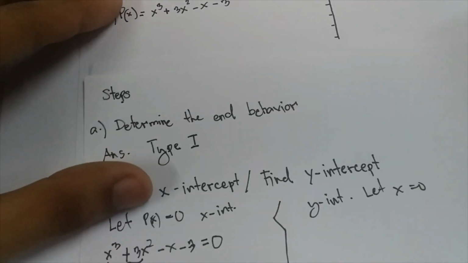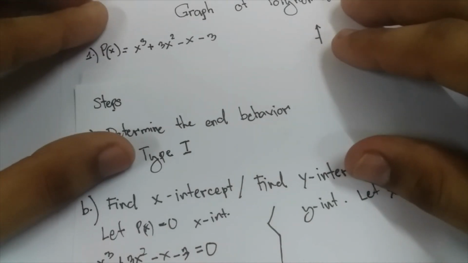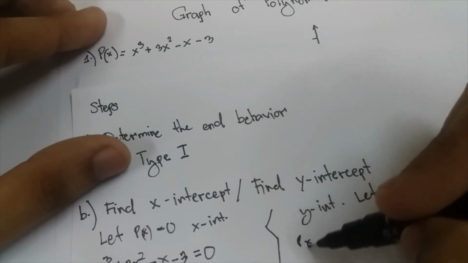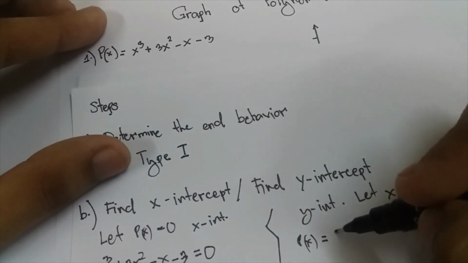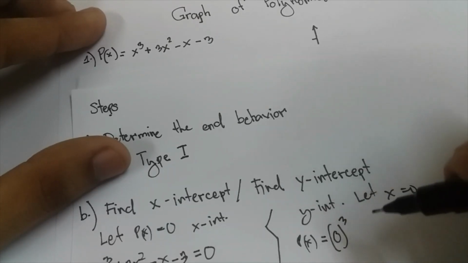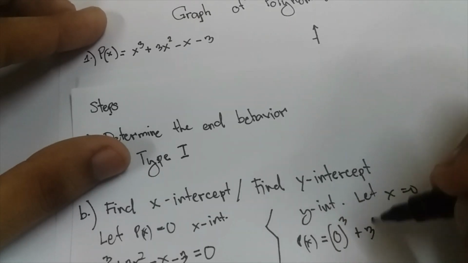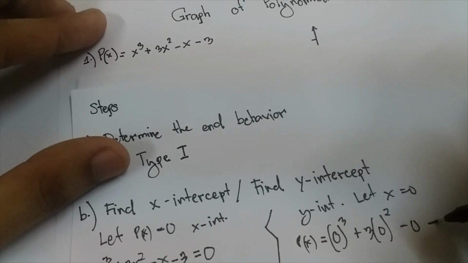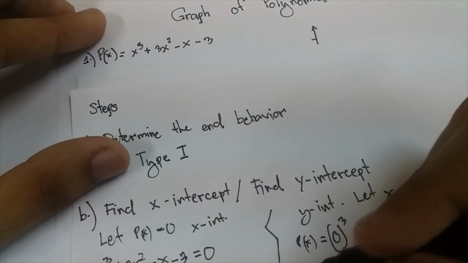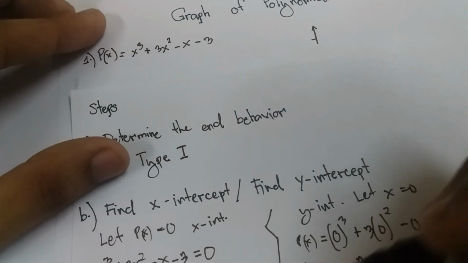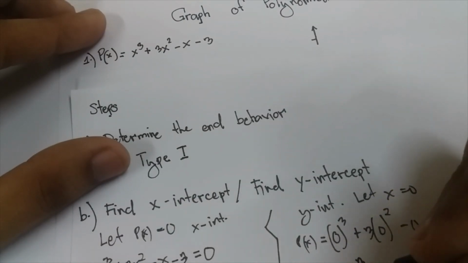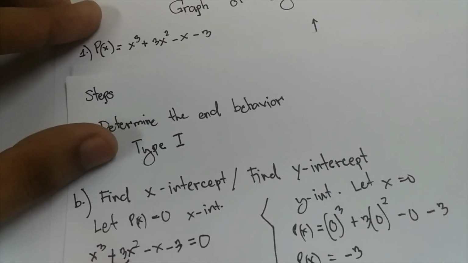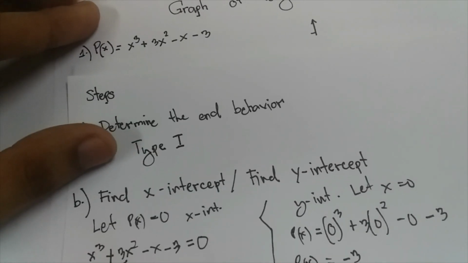is equal to 0. Okay, to find the y-intercept, we will let x is equal to 0. So from the given equation, x cubed plus 3x squared minus x minus 3 will become p of x is equal to 0 cubed plus 3 times 0 squared minus 0 minus 3. So therefore p of x is equal to negative 3, or simply y is equal to negative 3. P of x or y, they are the same. Okay, so that is our x-intercepts and that is our y-intercept.